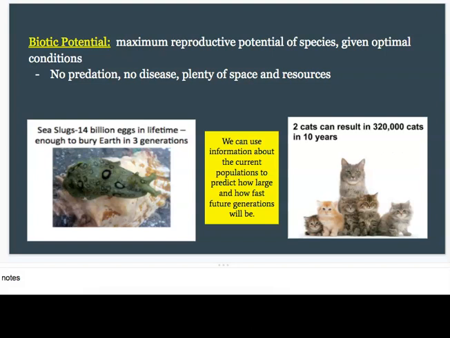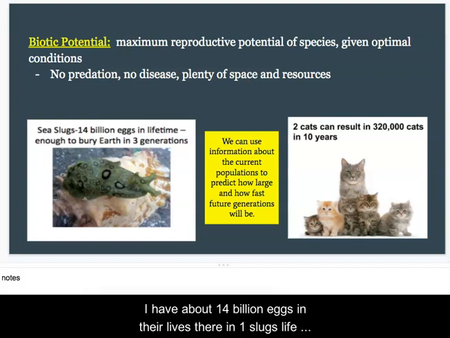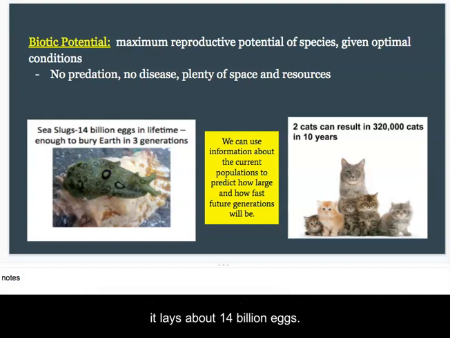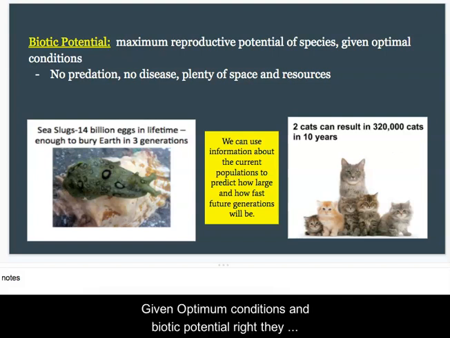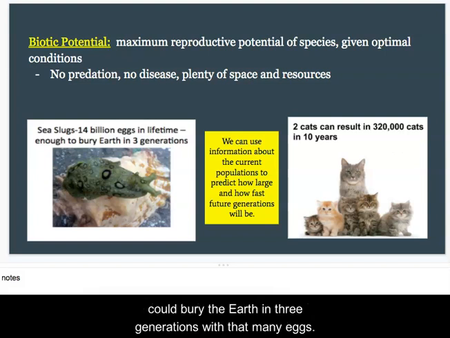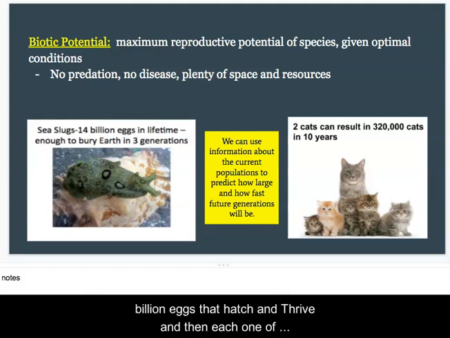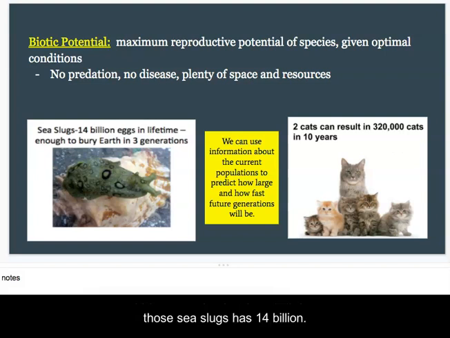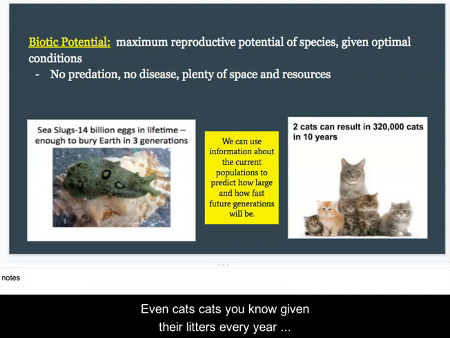So for example, sea slugs have about 14 billion eggs in their lives. In one slug's life, it lays about 14 billion eggs. If given optimum conditions and biotic potential, it could bury the earth in 3 generations with that many eggs. Because if you think about that, 14 billion eggs grow up to be sea slugs of their own, and each one of those sea slugs has 14 billion eggs that hatch and thrive, and then each one of those sea slugs has 14 billion eggs. It's kind of crazy.